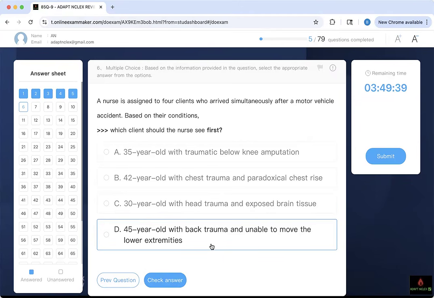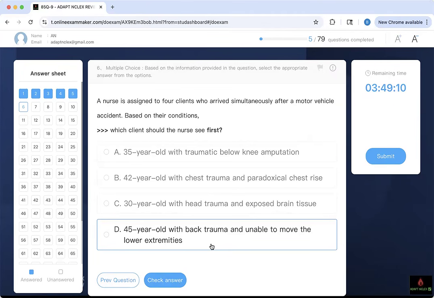Airway problem and bleeding. Chest injury is always number 1. A 35-year-old with traumatic below knee amputation. You know this patient may be bleeding. A 42-year-old with chest trauma, paradoxical chest rise. What do you think? A 30-year-old with head trauma and exposed brain tissue, right? Brain tissue is exposed, bad head injury. A 45-year-old with back trauma and unable to move the lower extremities, most likely spinal cord injury.